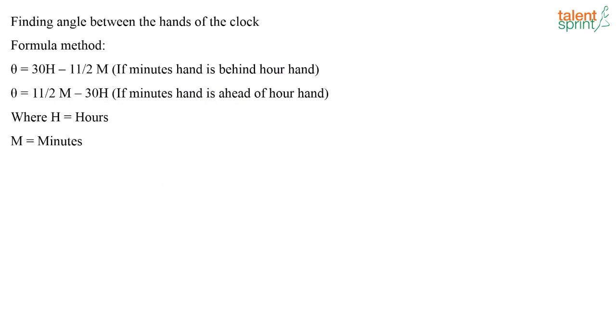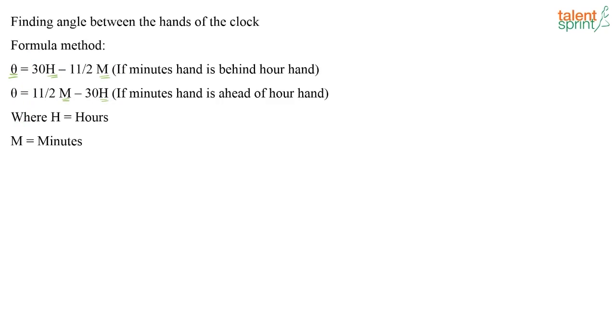So this is the formula. What does the formula say? The angle between the hands of the clock theta is given by 30h minus 11 by 2m, where h represents the hours and m represents the minutes. Or I can say theta is equal to 11 by 2m minus 30h, again where m represents the minutes and h represents the hours. Now what is the difference between these two formulas?